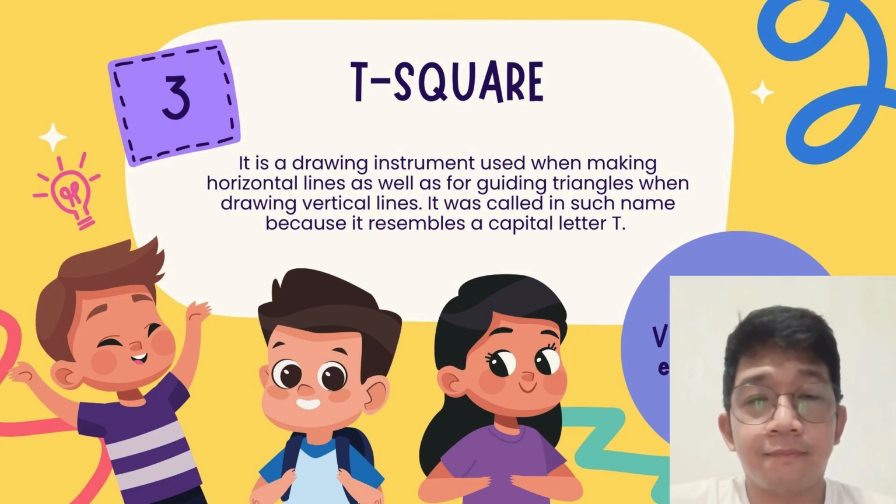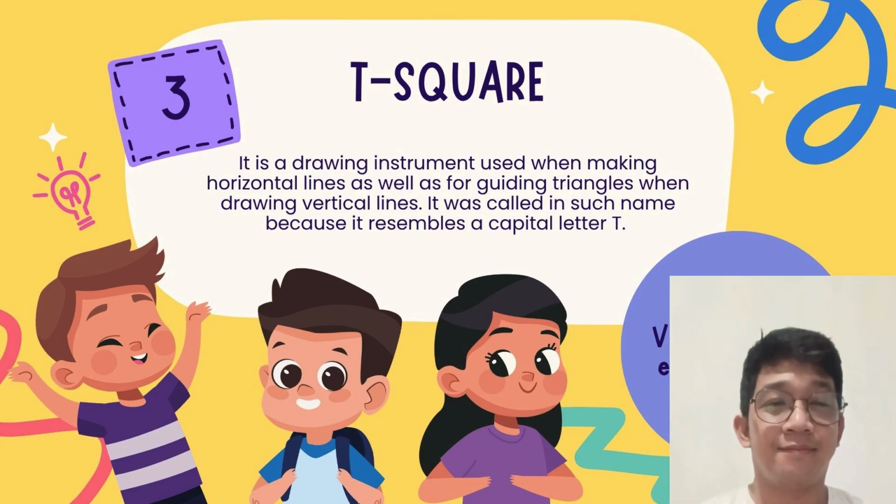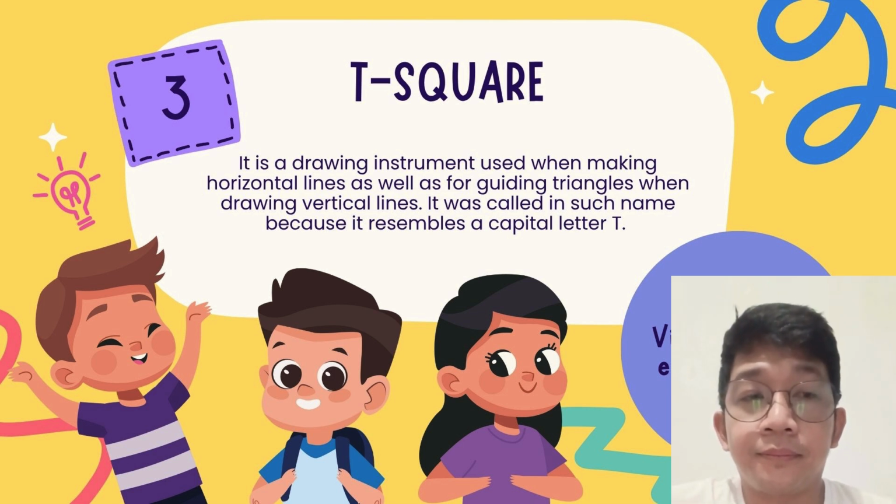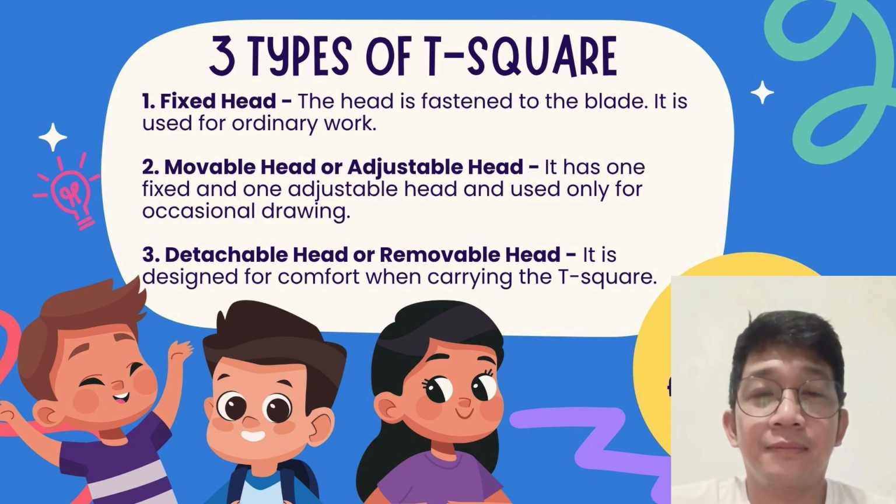T-square. It is a drawing instrument used when making horizontal lines as well as for guiding triangles when drawing vertical lines. It was called such a name because it resembles a capital letter T. 3 types of T-square. 1. Fixed head. The head is fastened to the blade. It is used for ordinary work.